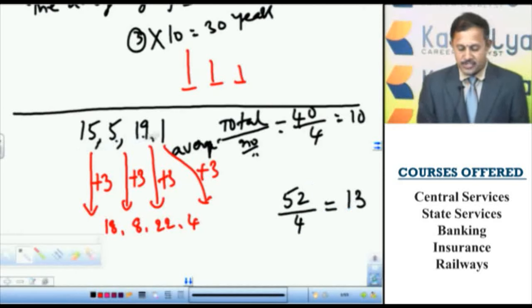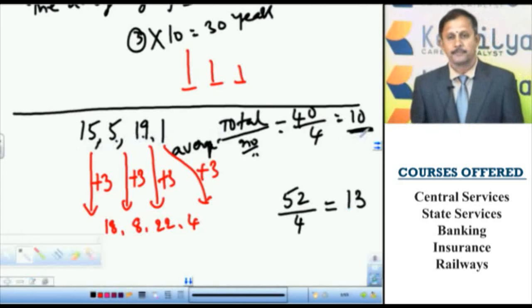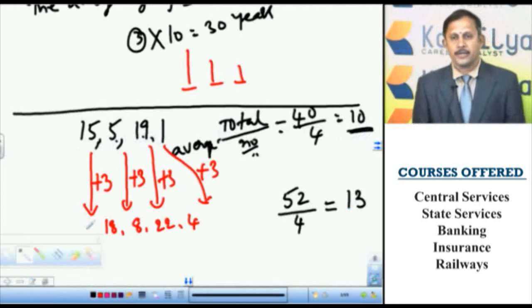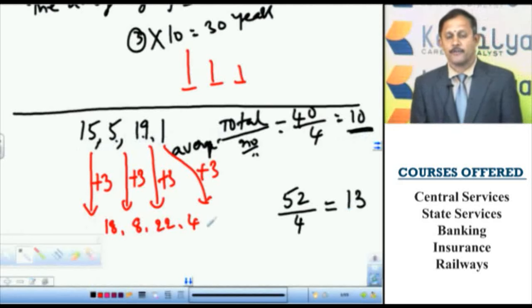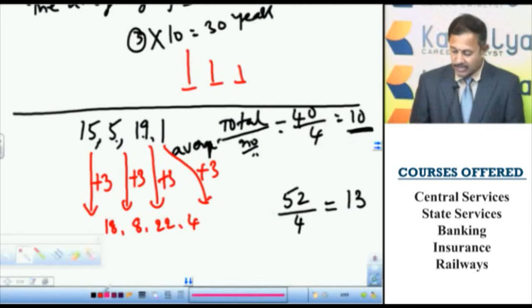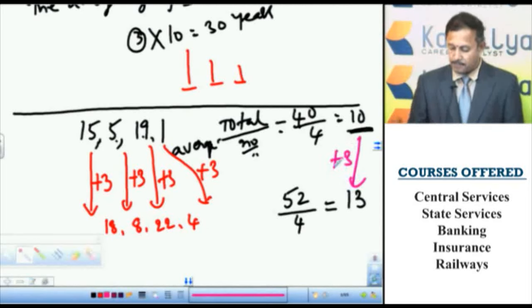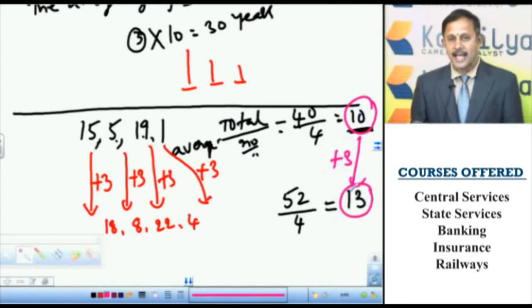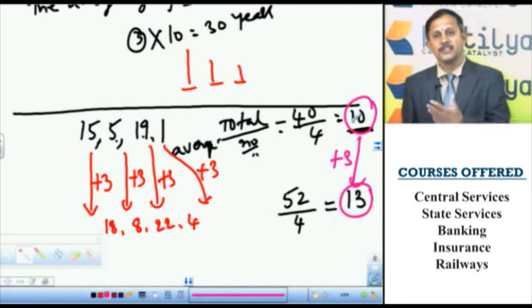Once again back to the example. What is the average for the first 4 elements? It is 10. What is the change affected to each element? Each element is increased by 3. Then what will be the average of the new set of elements? 13. So what you have to observe is, each element is increased by 3, then we can observe that the average also increases by the same 3. The average changes from 10 to 13. So therefore the average also increases by the same amount.